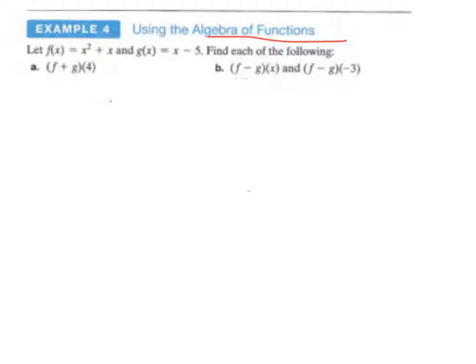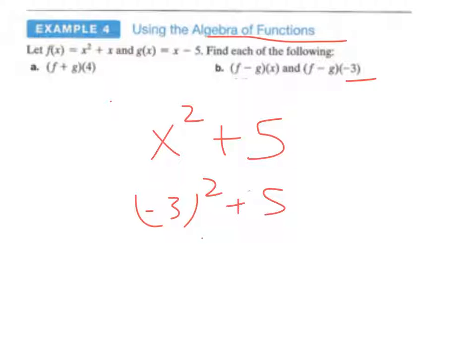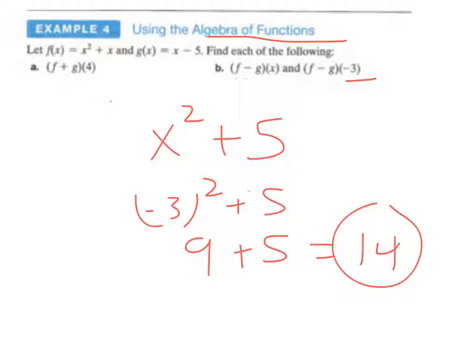Now if I continue, I'm going to use the negative 3. I got my function as x squared plus 5, so I can just substitute the negative 3 in where the x is. So this becomes negative 3 squared plus 5, which is 9 plus 5, which equals 14. And so this answer would be 14.